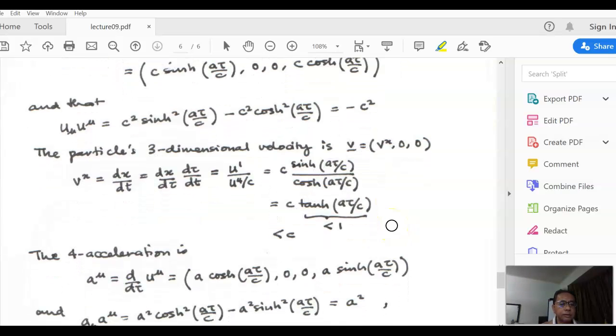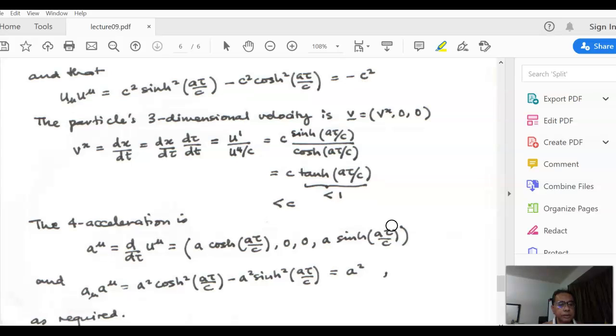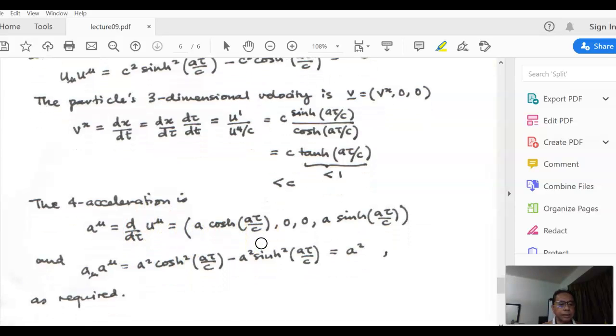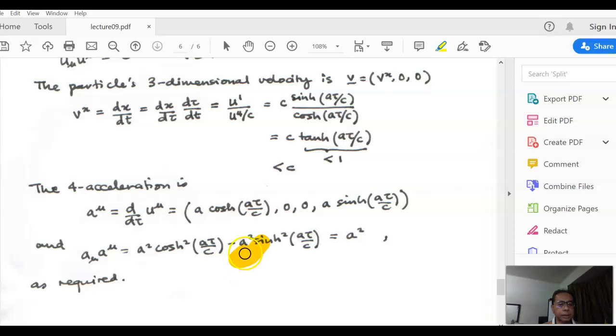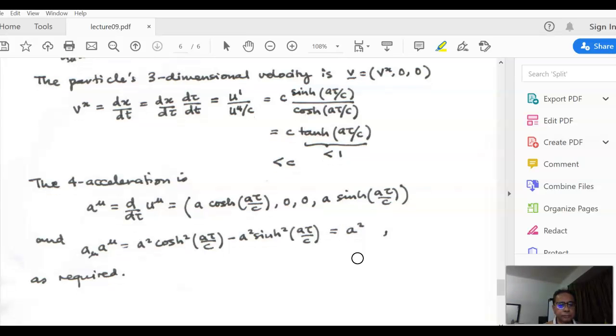And further, we can actually do the forward acceleration by just taking the derivative of the forward velocity with respect to the proper time. And again, we can check that this gives you a constant a squared. So a squared is one free parameter that appears in the curve of the hyperbola.